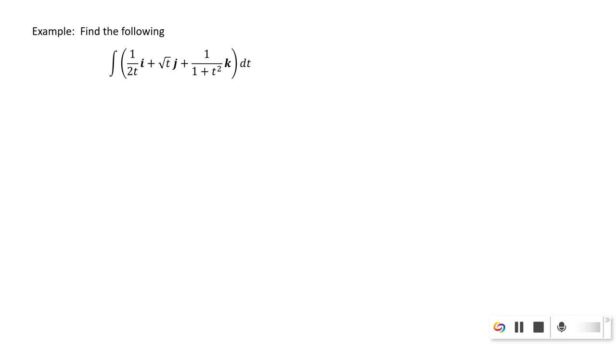So to find this antiderivative, we just have to integrate each component function, and our answer will be a new vector valued function. So the antiderivative of 1 over 2t, I'll pull the constant out front. So now I have 1/2 times the antiderivative of 1 over t. I just have memorized that the antiderivative of 1 over t is natural log absolute value of t. So I get 1/2 ln t plus a constant.